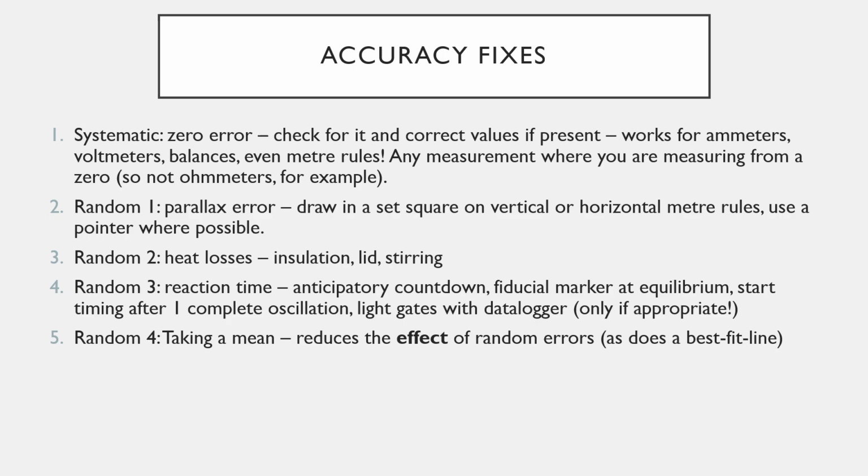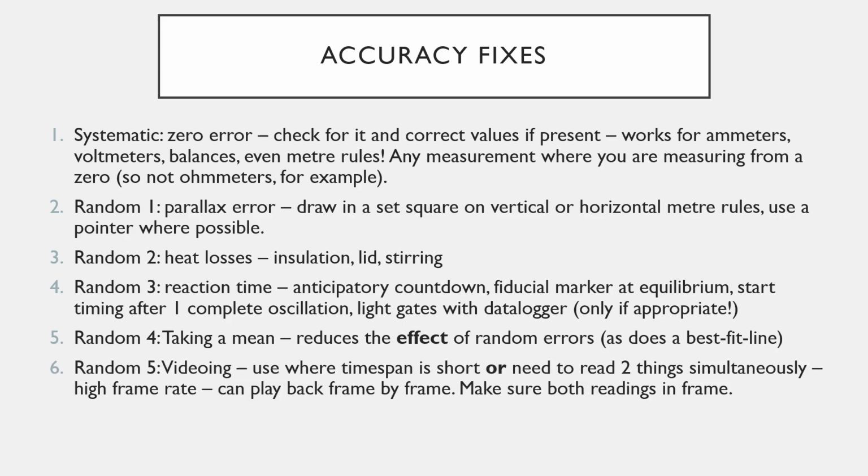The best fit line reduces the effect of random errors again. Number 5, using a video. Where the time span is very short for your experiment, a video is wonderful, a nice high frame rate, 60 frames per second. You're going to be able to play it back and spot what happens.